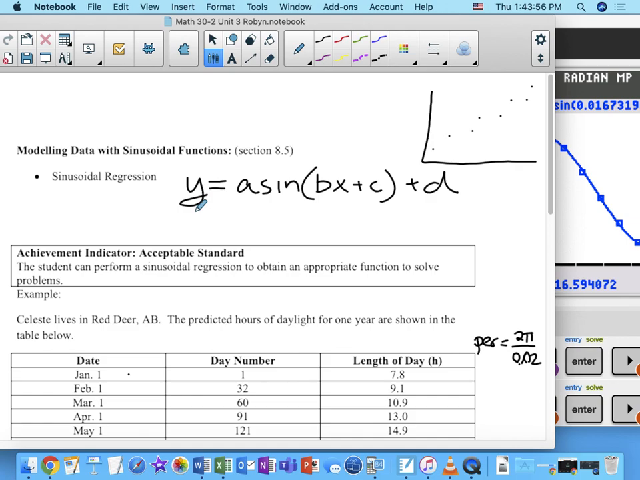Now, that's it, you guys. That's the end of this unit. I want you to go on to the next page and try the example on the next page. But that's it. We're done. Now, hold on.